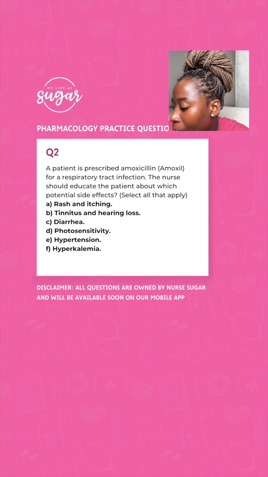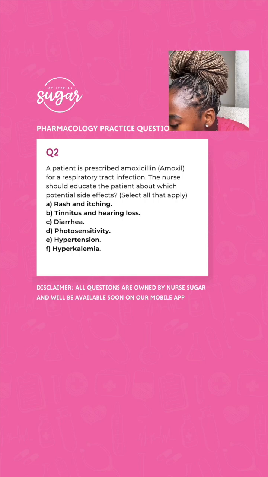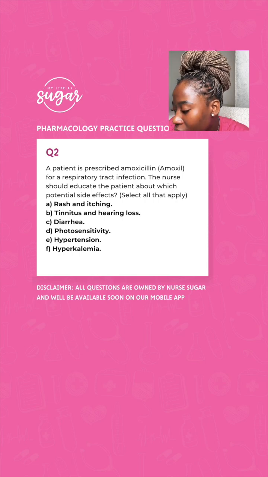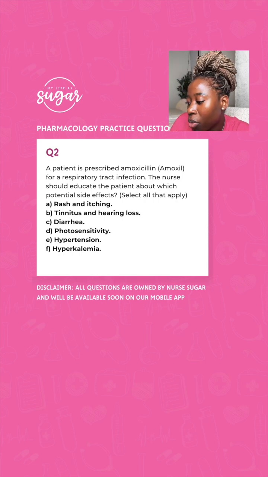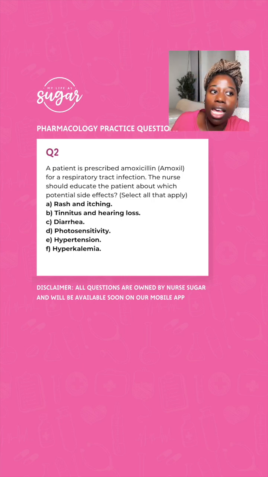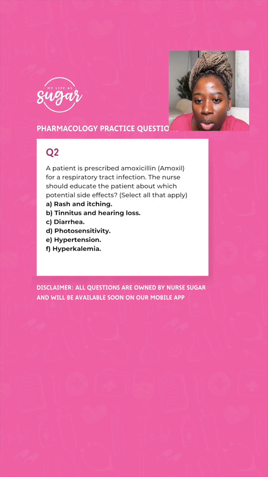A patient is prescribed amoxicillin for a respiratory tract infection. What kind of medication is amoxicillin? It's an antibiotic, right? The nurse should educate the patient about what potential side effects? I tell you, most of your questions are going to be patient teaching, side effects related, how your medication works on the body. So what would you teach your patient?